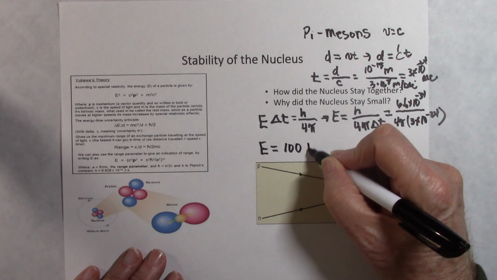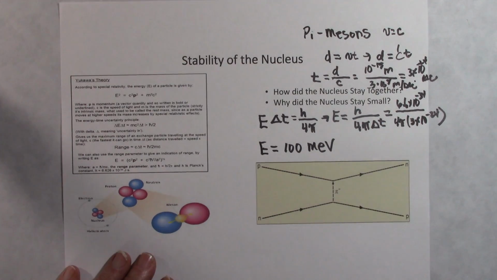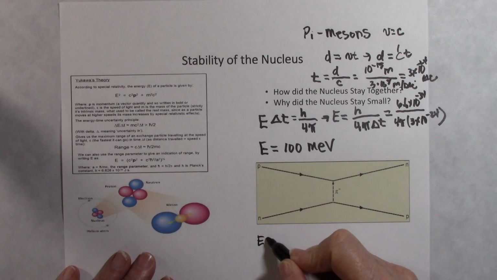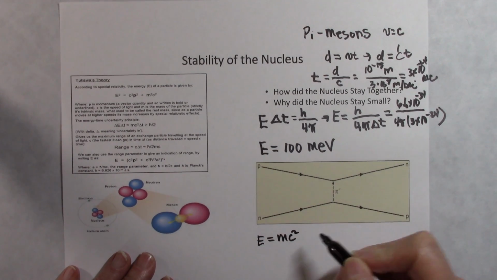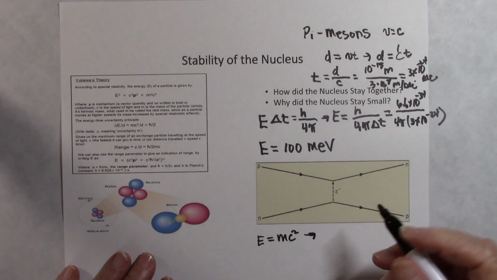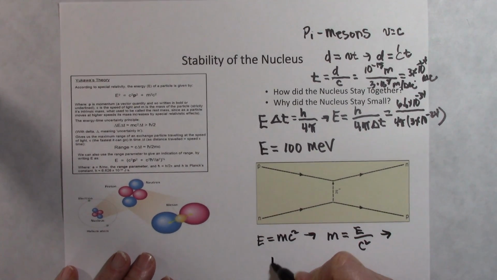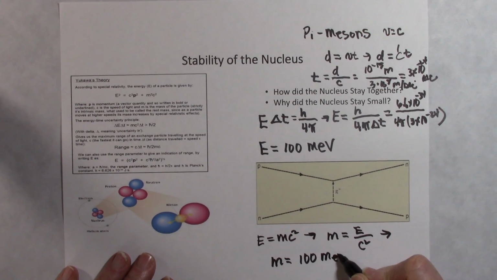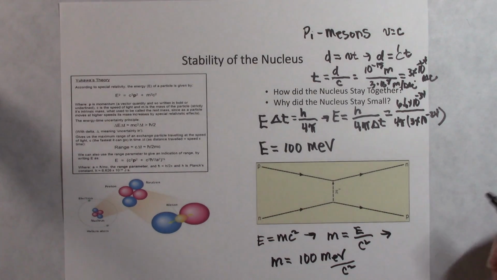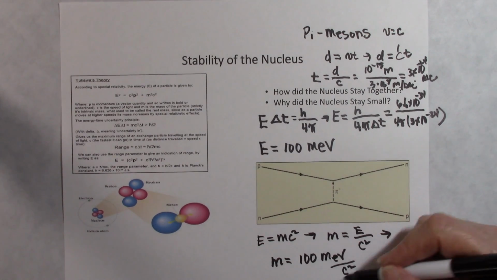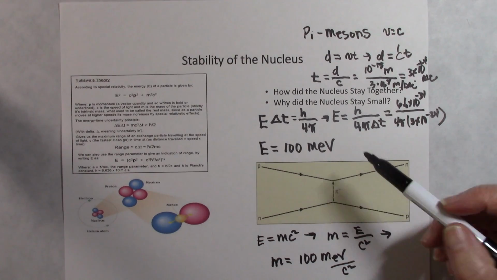100 mega-electron volts. And if we use the equation E equals mc squared, then that implies that m is equal to E over c squared, which implies that m is equal to 100 mega-electron volts divided by c squared. And that mass there is about 200 times the size of an electron. And so he was able to predict the mass of this pi meson.